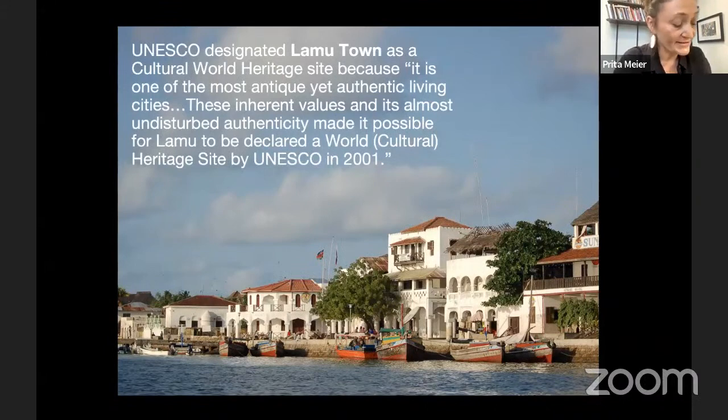Although the historic town's significance to Kenya's tourism industry cannot be overstated, at least before the region had become associated with various insurgencies. In this context, the town is usually celebrated as a place where time has stood still, which you can very much see from this UNESCO assessment of the town.